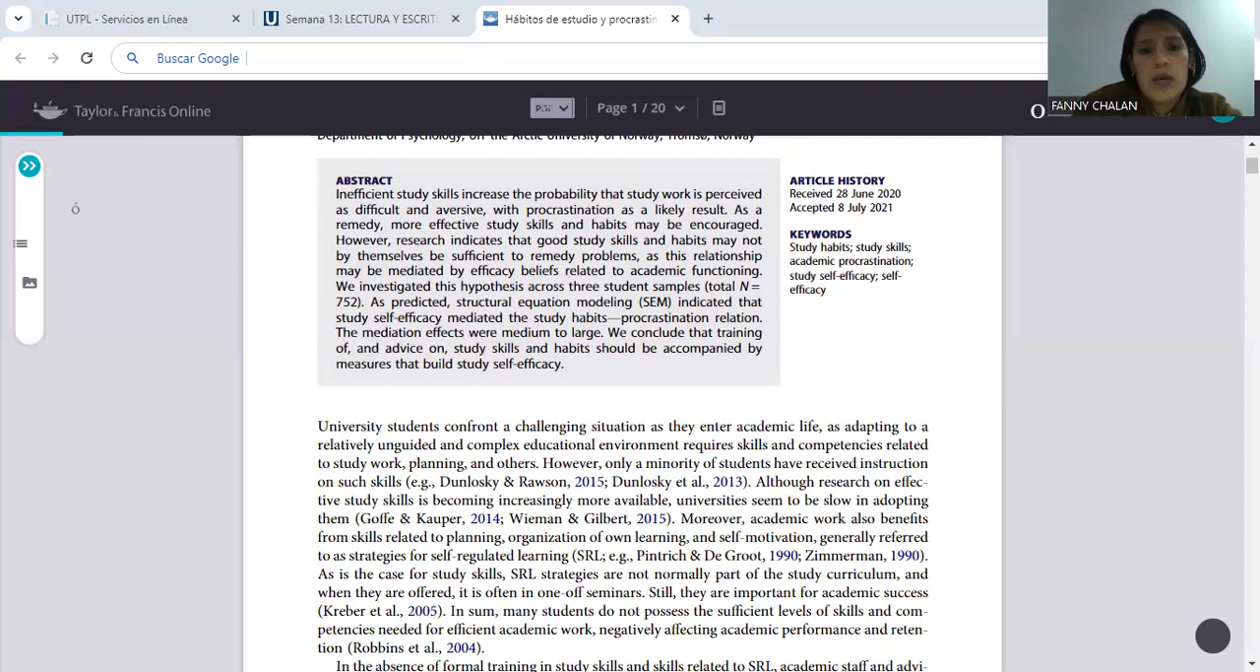In this article, we summarize that not having adequate study skills can cause academic work to be perceived as difficult and aversive, which will lead to procrastination. Despite the importance of fostering effective study skills and habits, research suggests that this may not be sufficient to address academic problems, as the relationship is mediated by efficacy beliefs related to academic performance.